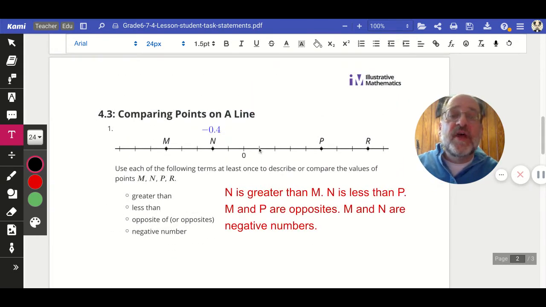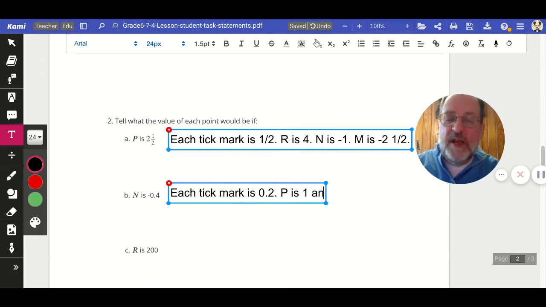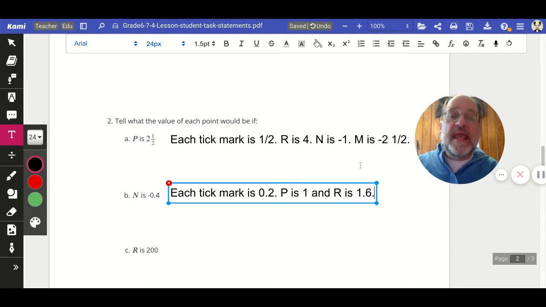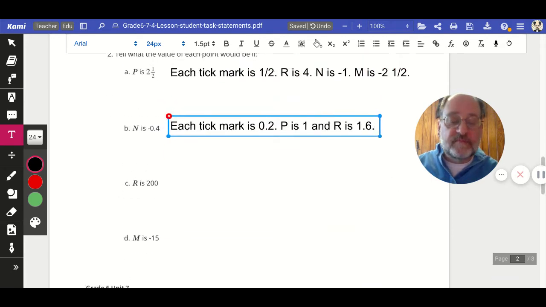And what are the other numbers? 2/10, 4/10, 6/10, 8/10, 10 tenths, or 1. P is 1, 1.2, 1.4, 1 and 6 tenths. So P is 1 and R is 1 and 6 tenths. M is the opposite of P. P was 1, so M better be negative 1, but we can check that. Negative 2 tenths, negative 4 tenths, negative 6 tenths, negative 8 tenths, negative 10 tenths, negative 1. M is negative 1.